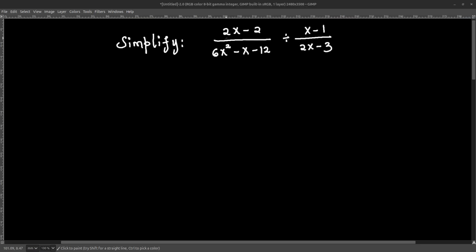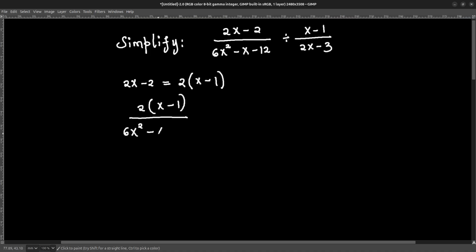The easiest expression to simplify here is the numerator of 2x minus 2. For 2x minus 2, we can take out the 2 so that we remain with x minus 1. So that's out of the way. It means this first part becomes 2(x minus 1) all over 6x squared minus x minus 12.